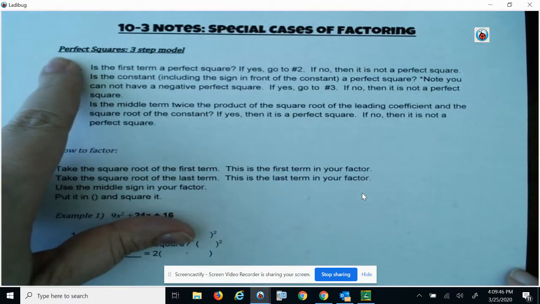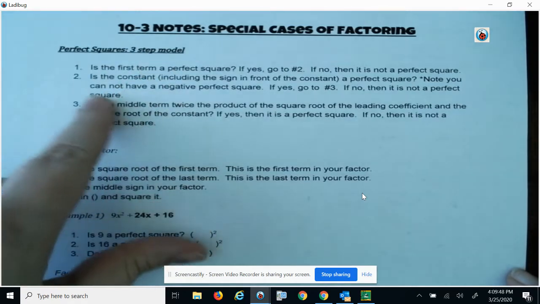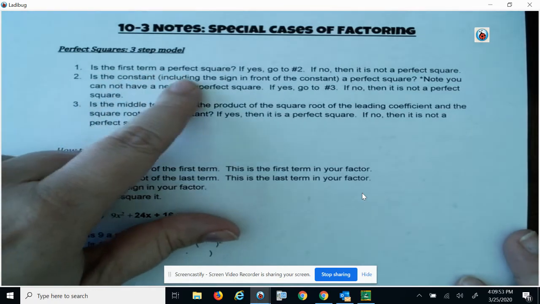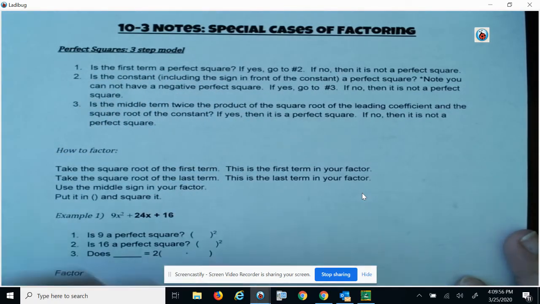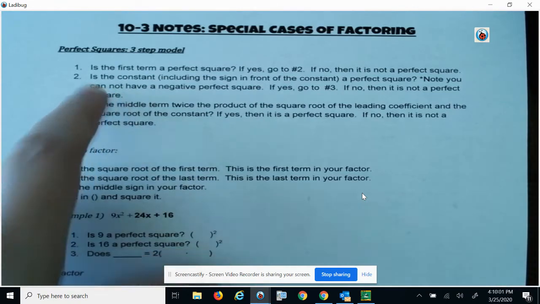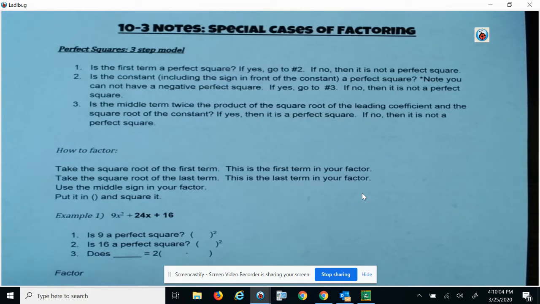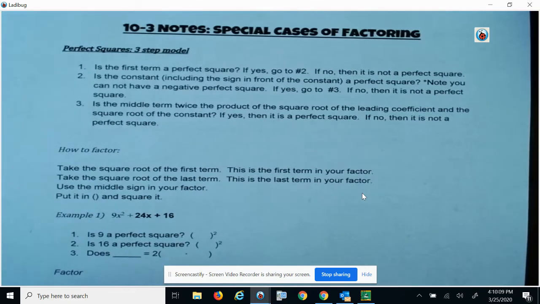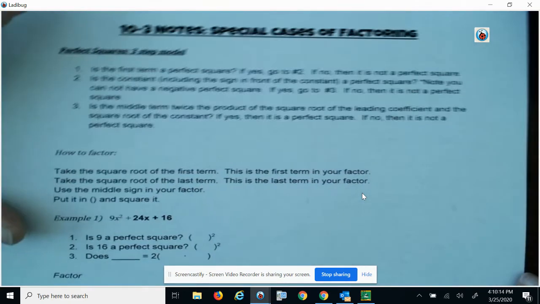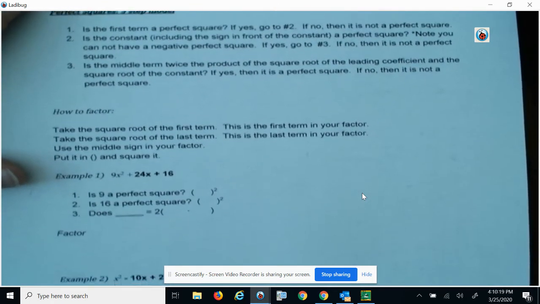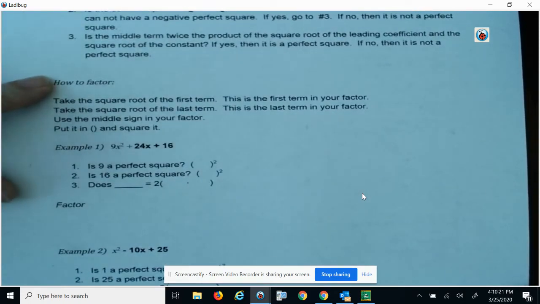For perfect squares, we have a three-step model, so we can check to see if we can use a shortcut. Is the first term a perfect square? If yes, then we check the constant, that number by itself. Is it a perfect square? And lastly, the middle term has to be twice the product of the square root of the leading coefficient and the square root of the constant. Okay, so that's a lot of words. Let's look and see what that looks like, and it tells us how to factor here.